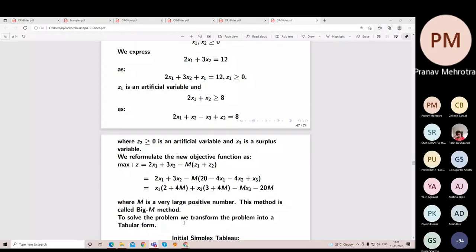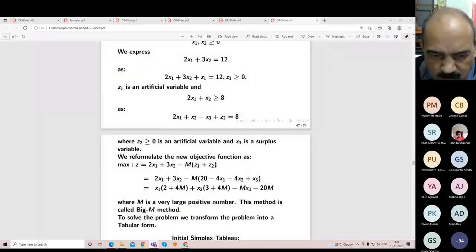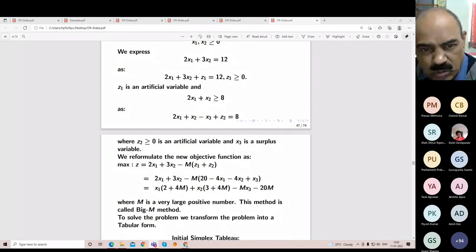Minus m times z1 plus z2. What is z1? You can express z1 in terms of x1 and x2. Our z1 becomes 12 minus 2x1 minus 3x2. This is our z1. What is z2? z2 is equal to 8 minus 2x1 minus x2 plus x3. You add z1 plus z2 minus m times that.